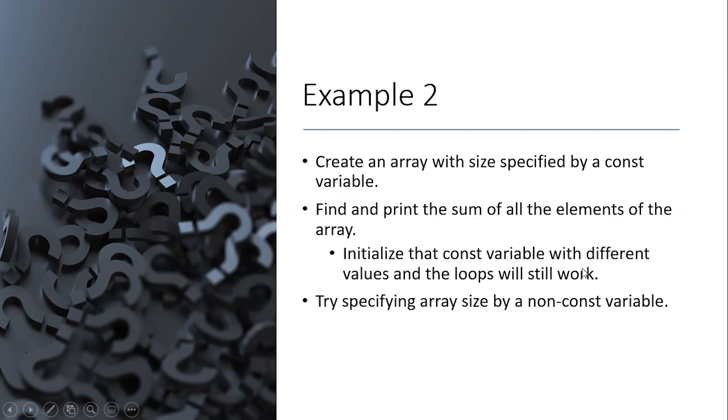Initialize that const variable with different values and the loops will still work. We have checked that specifying the size of an integer array using a const variable has its benefit because you don't need to change the loops, they still work. Okay, we did that as well. We specified the array size by a non-const variable, so the C++ compiler did not say anything.